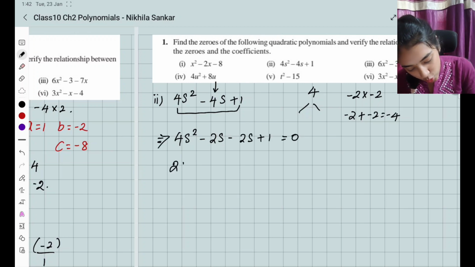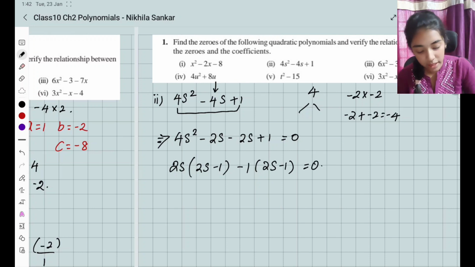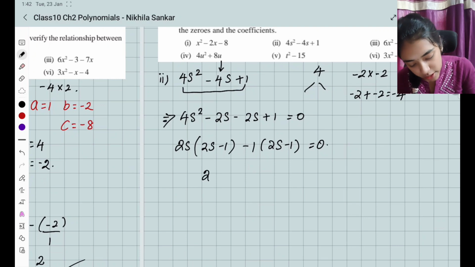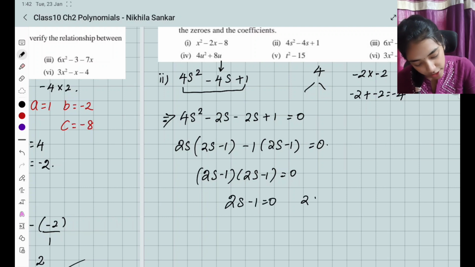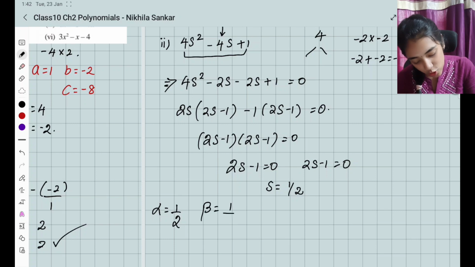So when I take 2s common, can we take 2s again? So I'll have 2s minus 1. Here also we need 2s minus 1. I have to multiply by minus 1. Okay, solve a lot of questions on splitting the middle term, you'll understand. Okay, now here when I take 2s minus 1 common, I'll have again 2s minus 1 equals 0. So from this I have 2s minus 1 equals 0. Both are the same. So I have s equals 1 divided by 2. So both alpha equals half and beta is also equal to half.